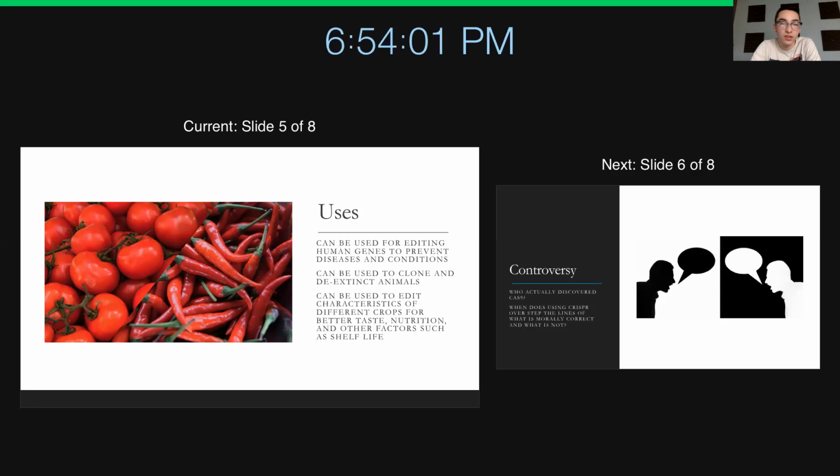It really ranges, and that's why we must be careful and mindful of the things we use CRISPR for, and that's why CRISPR is such an amazing discovery, because of the far extent of what it can be used for. It's not just used for medicine, it can be used for different industries, like I mentioned.